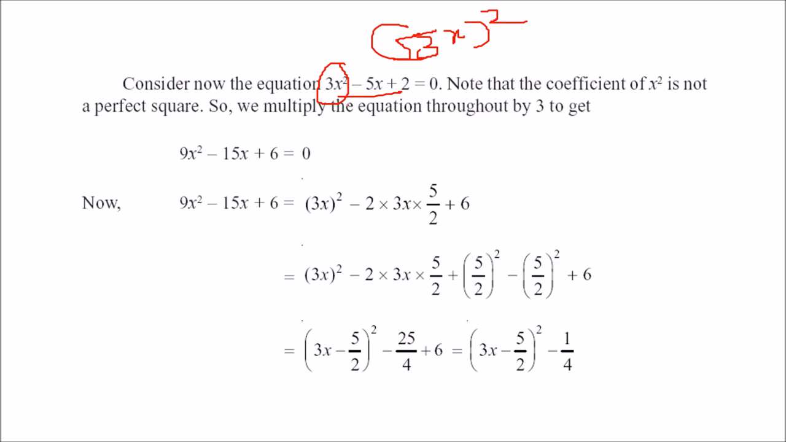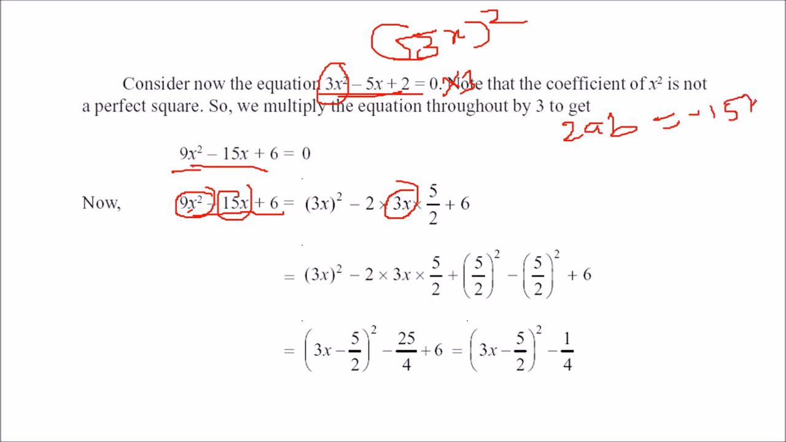So how can we make it? Just multiply the whole by 3. So we have multiplied this equation by 3. So now 9x square minus 15x plus 6. As we know, this becomes (3x) square, and now this 15x can be written as 2 into 3x, because 3x is our term. a square plus b square plus 2ab, so 2ab is minus 15x. This we have to see.